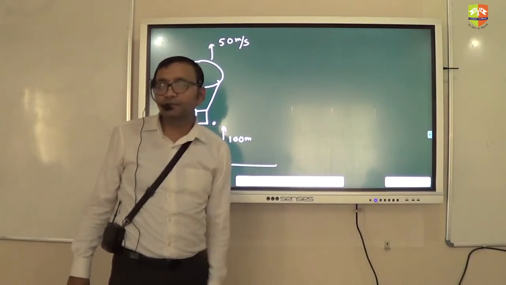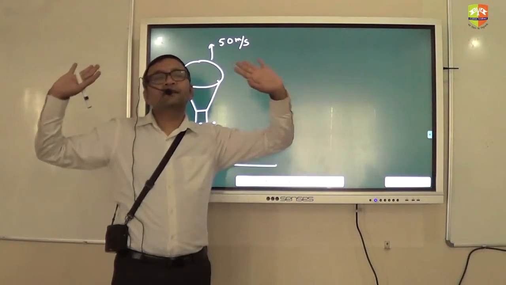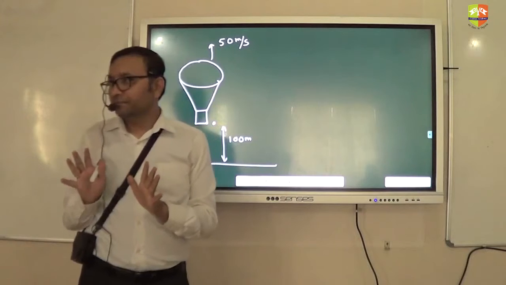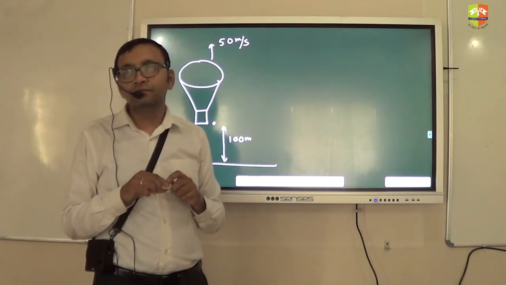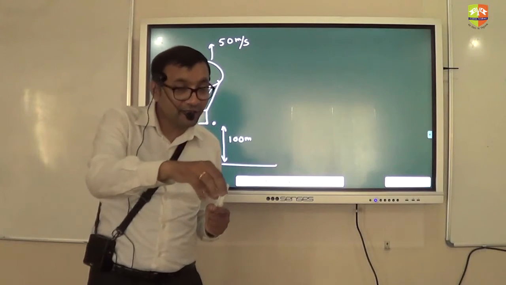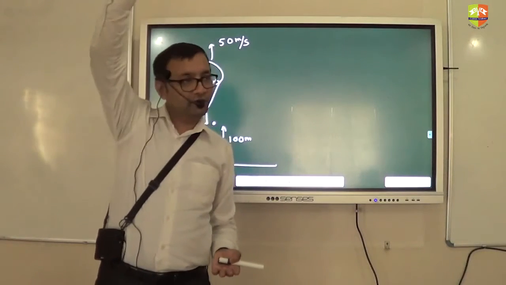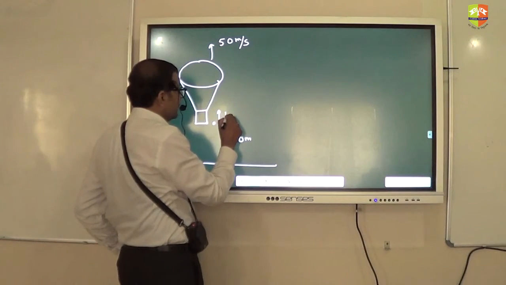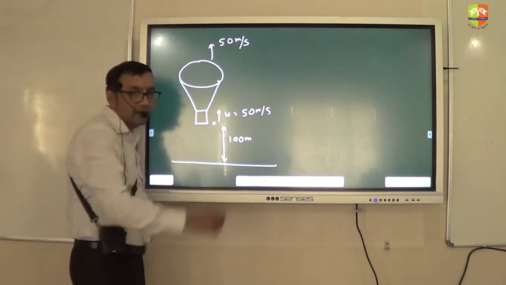Getting it? What is the initial velocity of the ball? Which direction are you assuming positive? Upward positive. So initial velocity is 50. Is there a doubt that the ball will be at rest, with velocity 0? The ball is moving with the balloon. So if we drop something, that object is not at rest. It was moving with your hand, and then you drop it, so it will move with your hand's velocity, which is moving with the balloon. So the ball's initial velocity is 50 meter per second. You have to find out the time at which it will hit the ground.